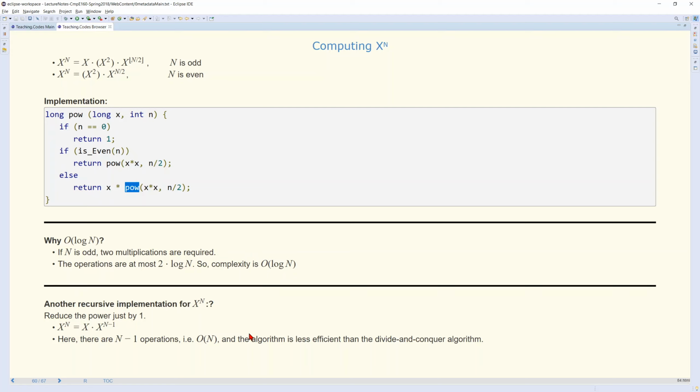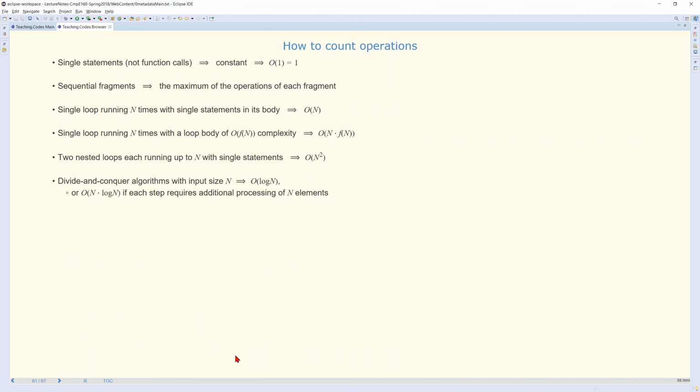There could be another recursive implementation for x to the n, which would be, as I said, reducing. One could be by having a for loop, or in a recursive manner, you could just be implementing it by reducing the power by 1 in every stage. So it would have O(n) complexity.